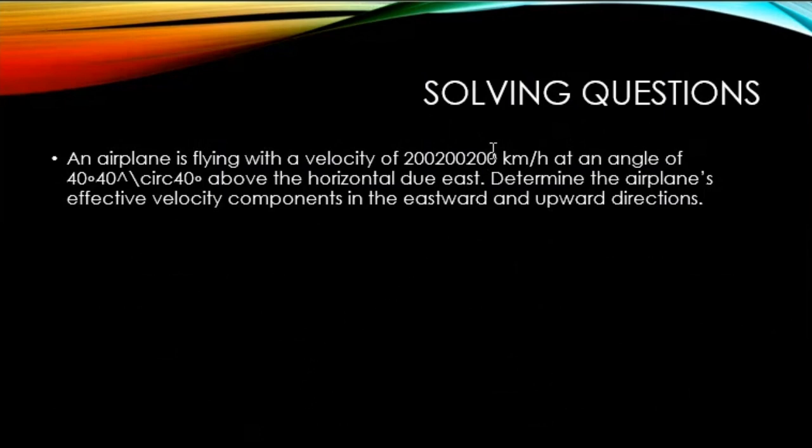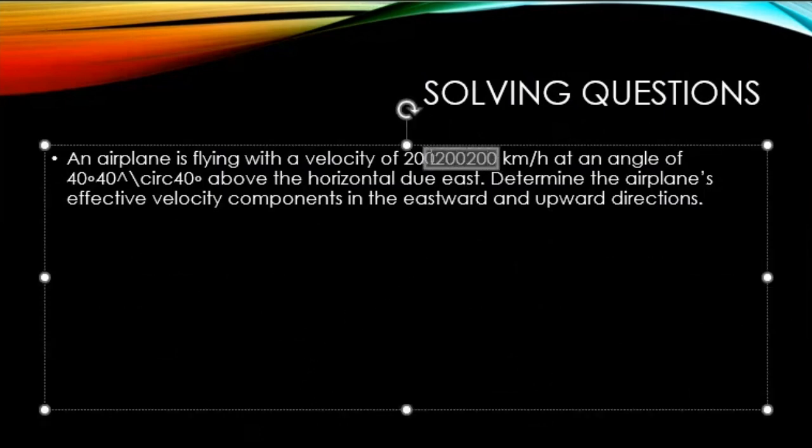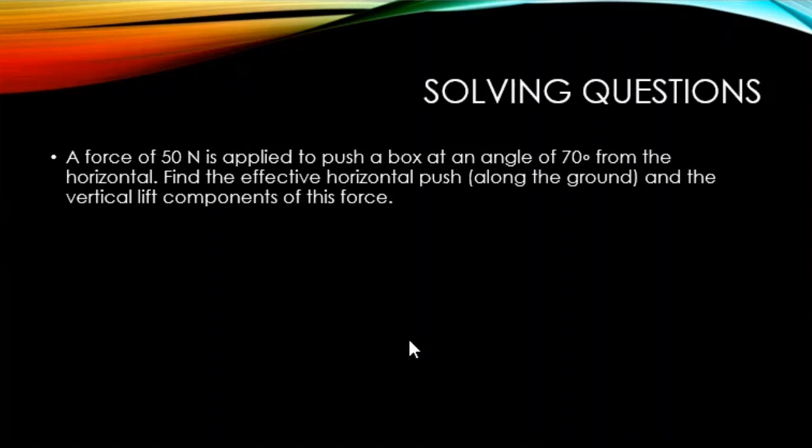So the next question says that an aeroplane. Okay, I think it's the same thing. So taking the next question, let's read it. A force of 50 newtons is applied to push a box at an angle of 70 degrees from the horizontal. Find the effective horizontal push and the vertical lift component of this force.